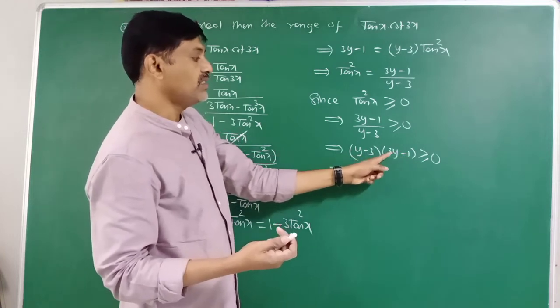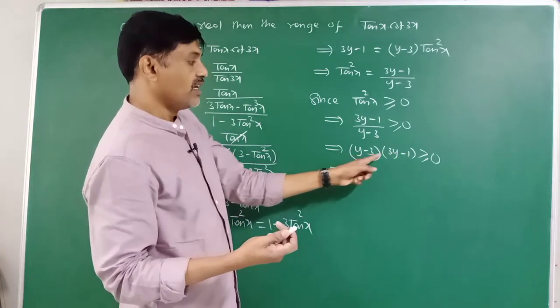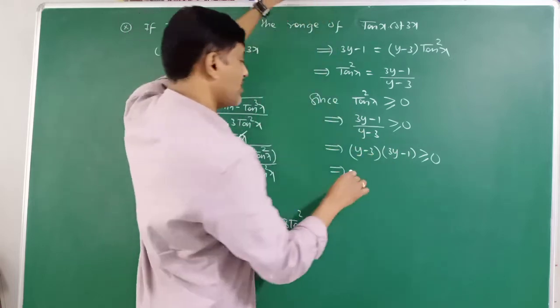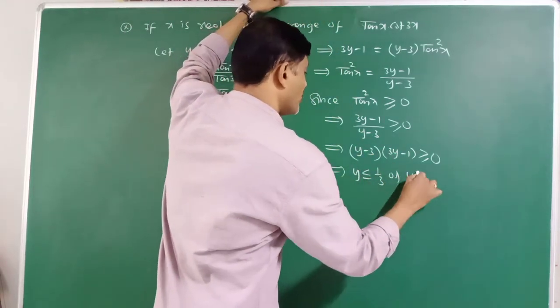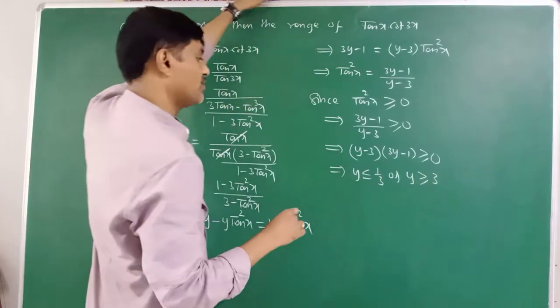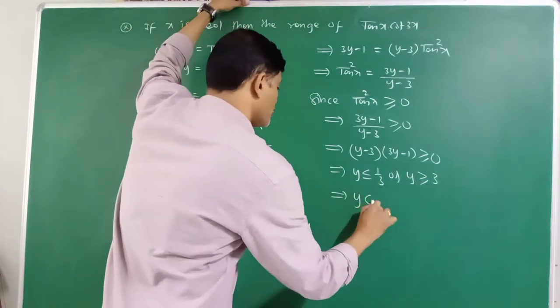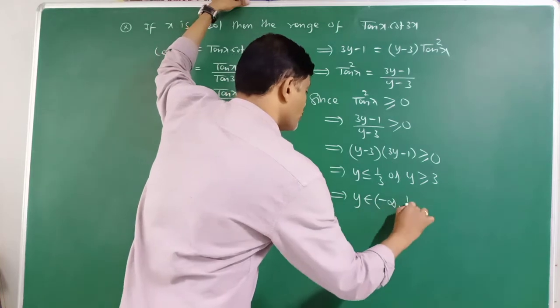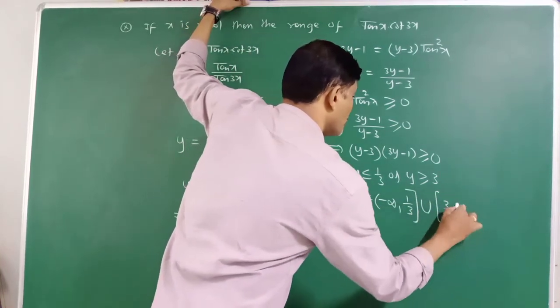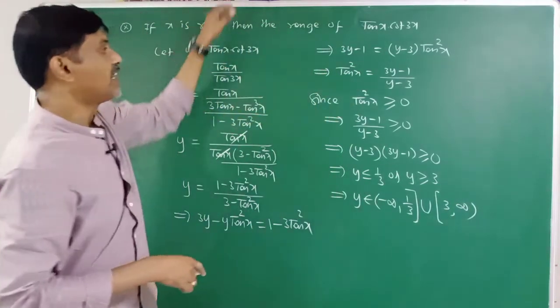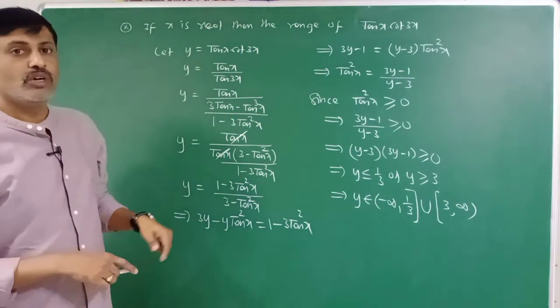One is 1 by 3, the other is 3. Now this is 1 by 3, 3. Therefore y is less than or equal to 1 by 3 or y is greater than or equal to 3. Therefore y belongs to minus infinity to 1 by 3 closed, union 3 to infinity. Now this is the range of tan x into cot 3x.